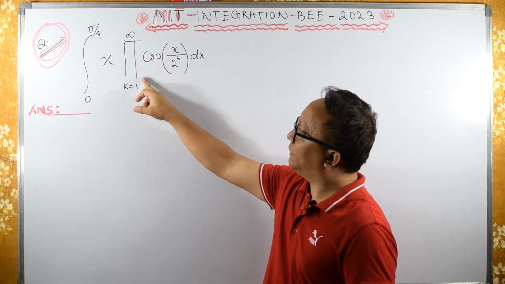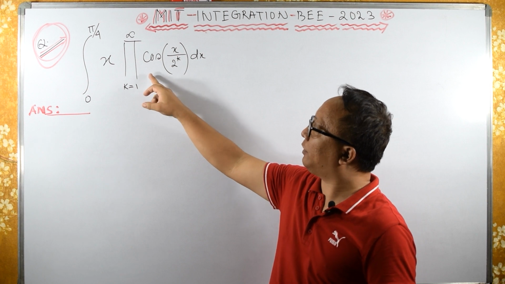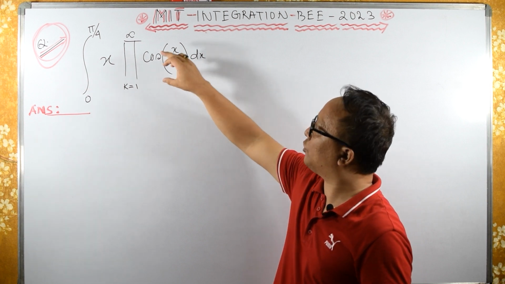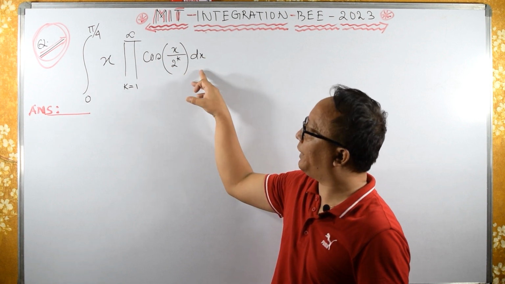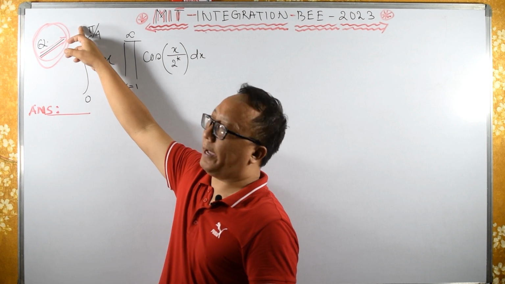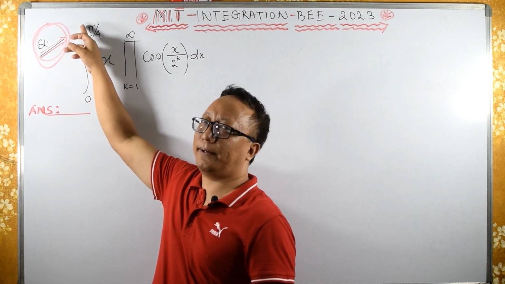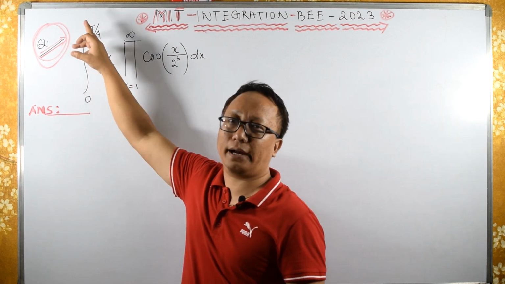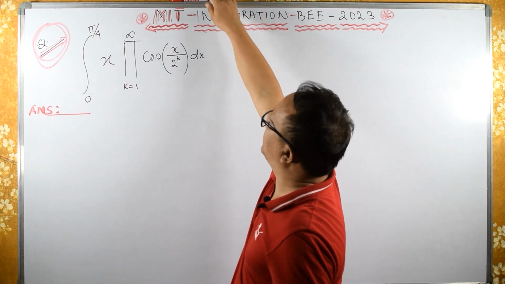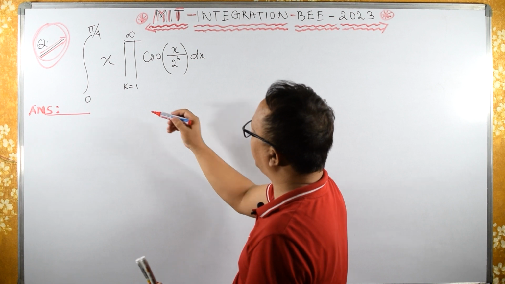Now here, what is this pi? This capital pi is the product of cos of x upon 2 raised to k, where k goes from 1 to infinity, and for this small pi we have its value. So this pi and this pi are different. Now in order to solve this, let's target this first.